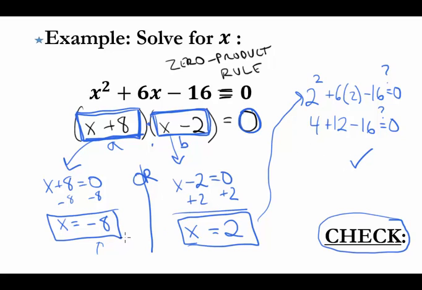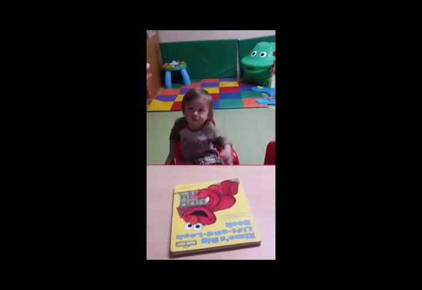And this is how we solve a quadratic equation. First we factor the quadratic, and then we use the zero product rule to say, well, one or the other of these factors must be equal to 0, and then we just solve our simple linear equation.